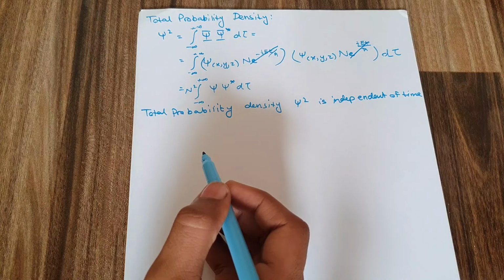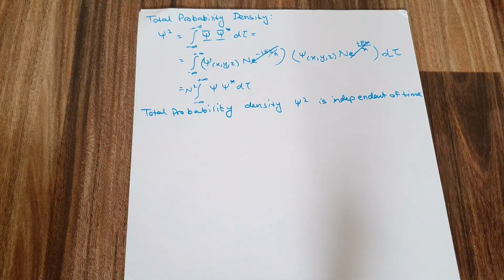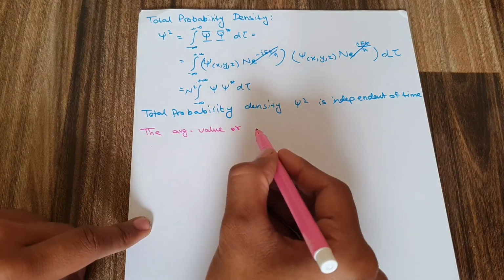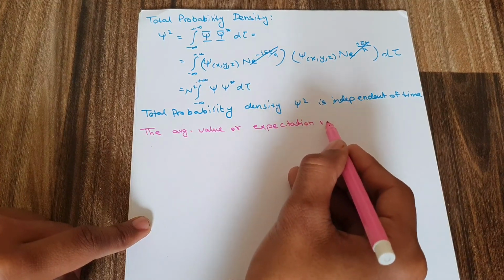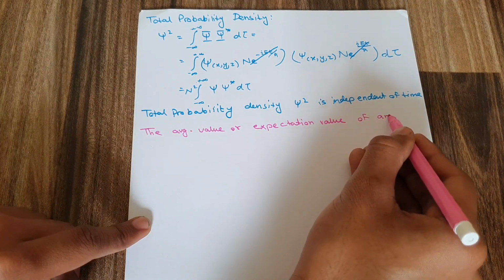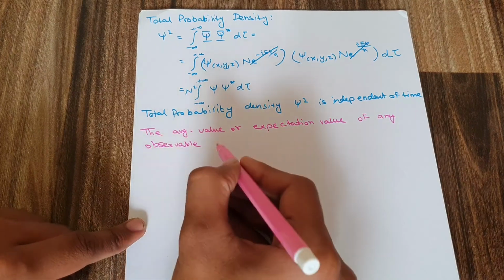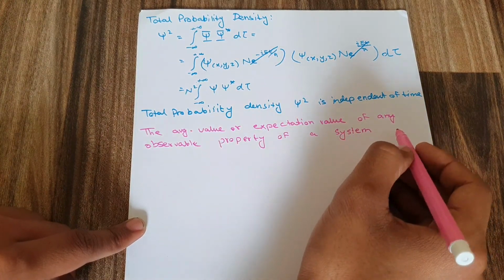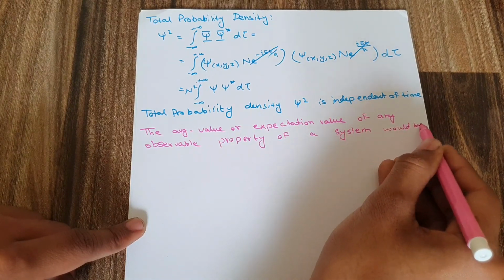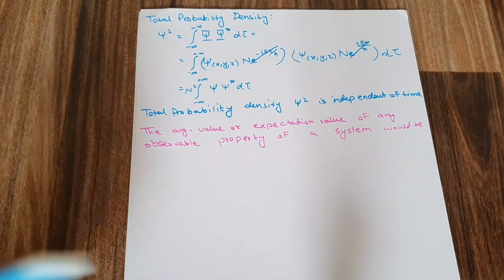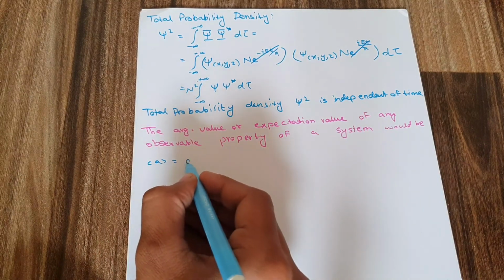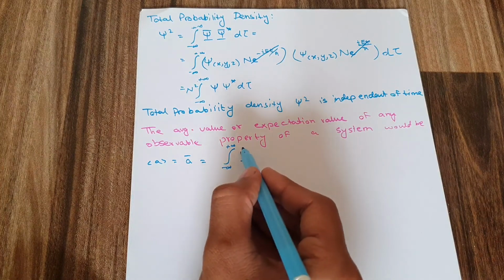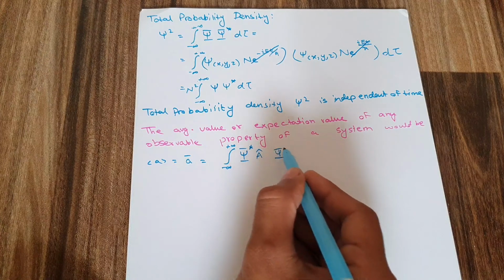The next thing I'm going to do is the average value or expectation value of any observable property of a system, which is given by A. Here is my average value, and this is equal to A bar. Here I have used the mean value theorem, just like I used in my previous video. I have psi star and my operator being applied on psi d tau.